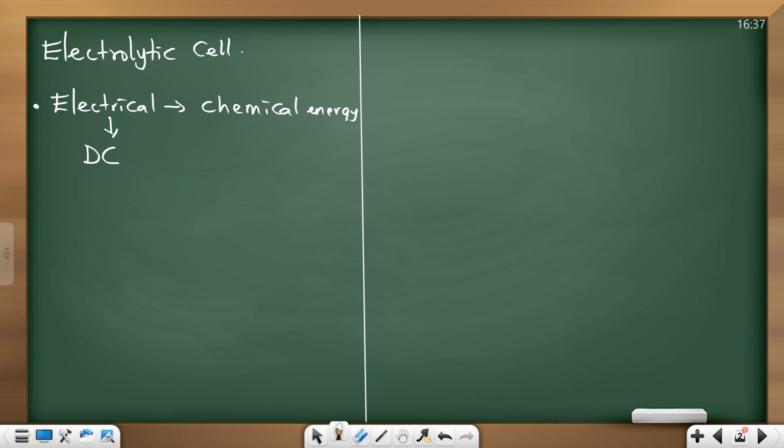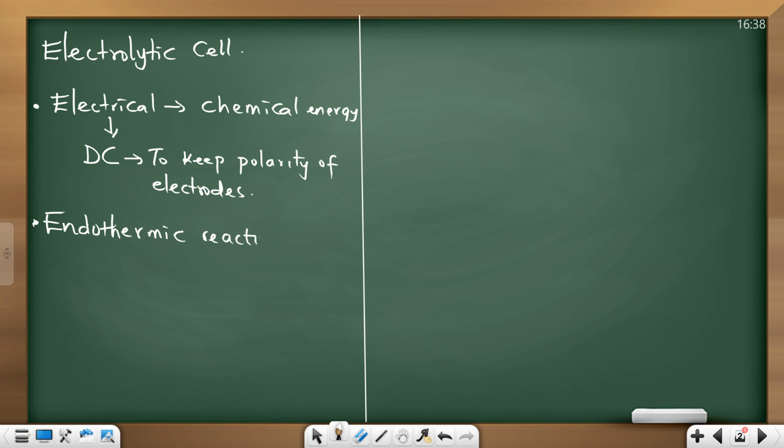And what is the purpose? We go back to paper one. We have AC and DC. AC is alternating. DC is direct. Why are we using DC? To keep the polarity of the electrodes. It is an endothermic reaction.